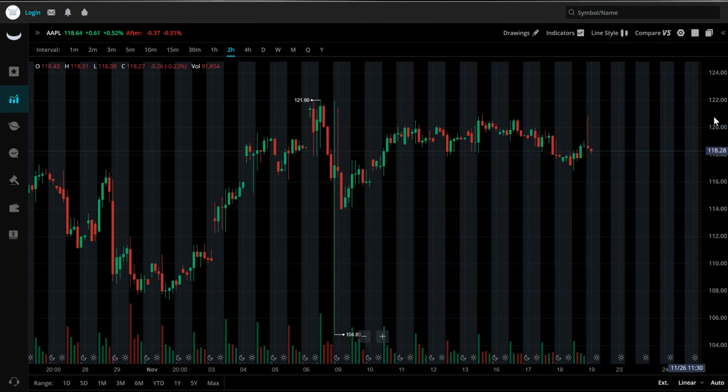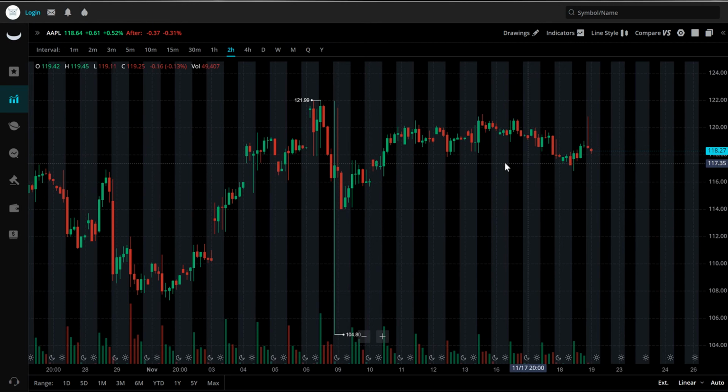And then on the right hand side here, you have the price axis. On the bottom, you have the time axis. And then right here, these green and red bars, those are your volume bars. Each one of these bars represents how many shares were traded within that particular time frame. So you can look at that as well, and that becomes more important as you go along.